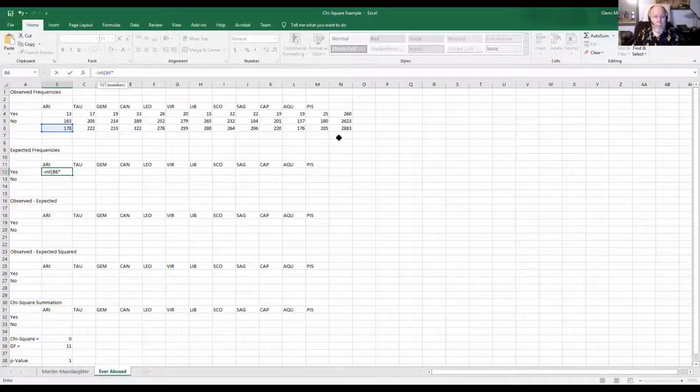Okay, you're going to multiply the row total by the column total. That's right. And the column total is going to be the n number. Right, and then we're going to divide by n.